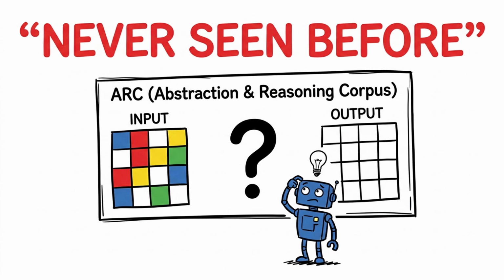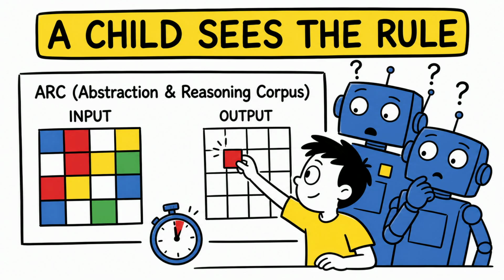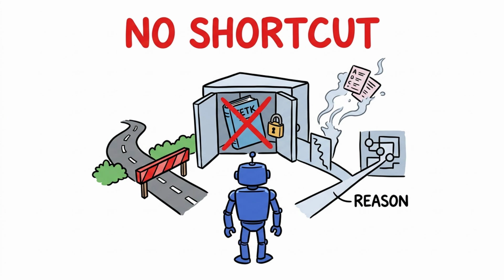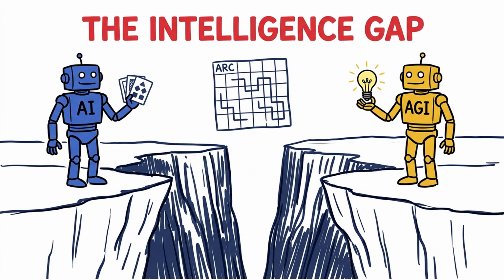Not because the puzzles were hard for a human. A curious 10-year-old can solve many of them in seconds, but because the models had nothing to pattern match against. There was no shortcut. There was no textbook answer to recall. They had to reason. And reasoning was never what they were built to do. This single benchmark exposed the gap between AI and AGI more clearly than almost anything else in the field.